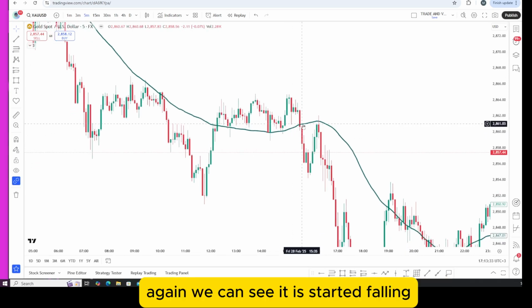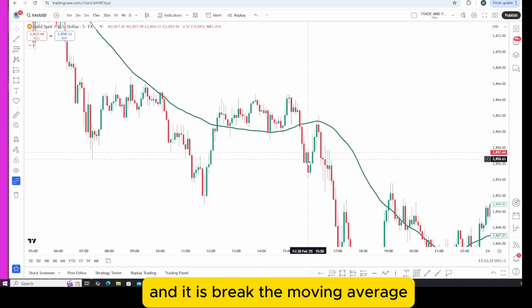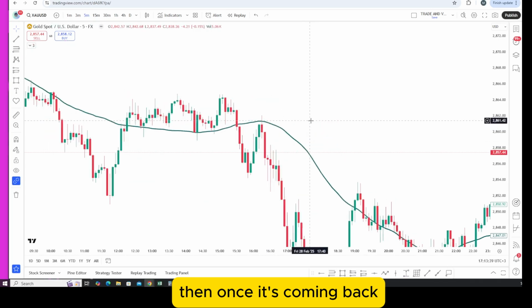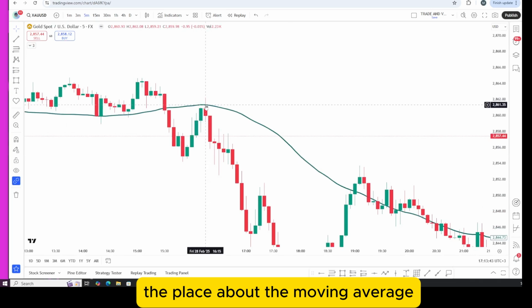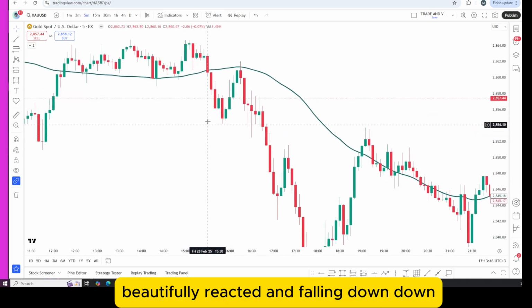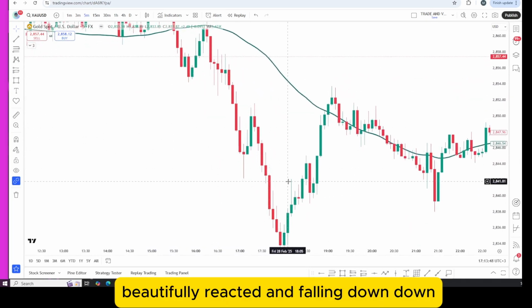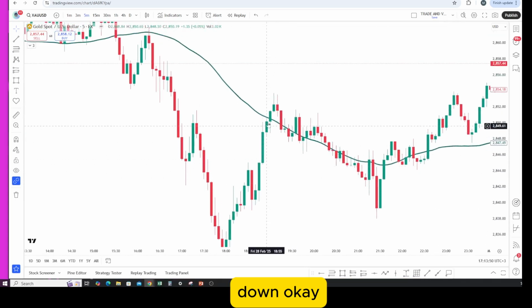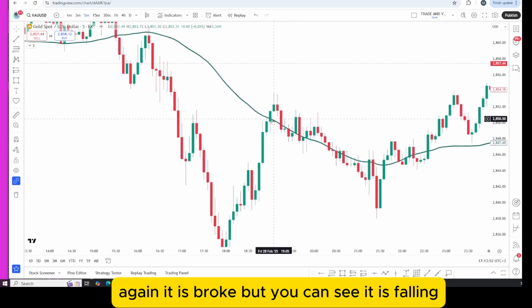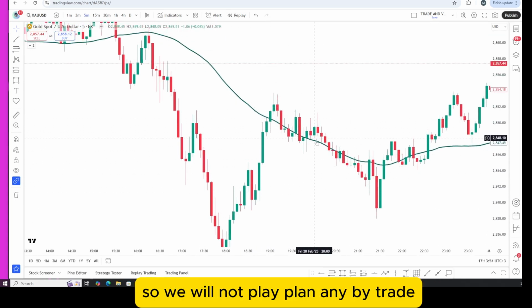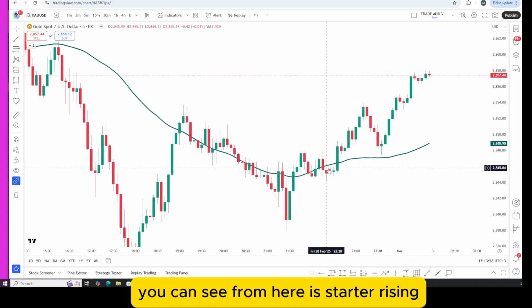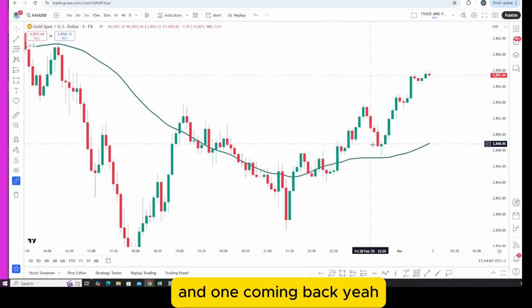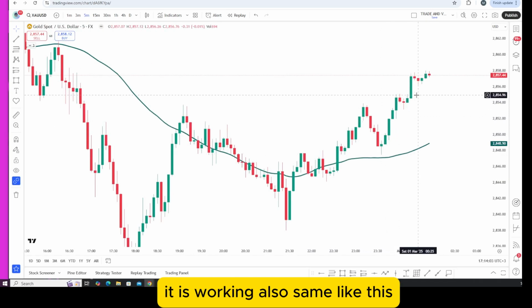Again, we can see it started falling and broke the moving average. Once it comes back, you can see how the price reacted at the moving average, beautifully, and fell down, down, down. Again it broke, but you can see it is falling, so we will not plan any buy trade. Once it started rising, you can see from here, and when it came back, yeah, it is working also.